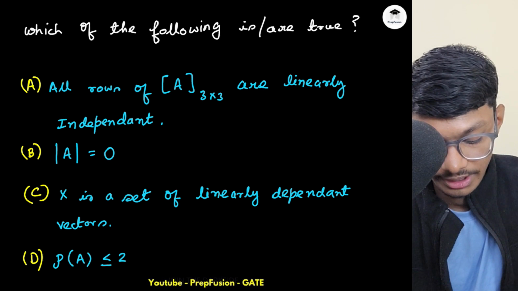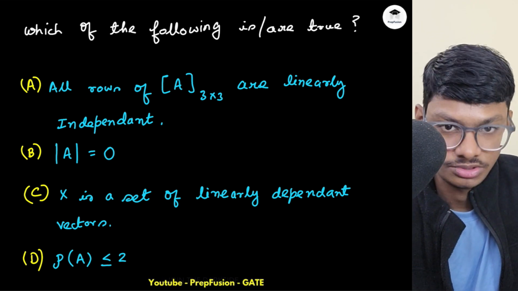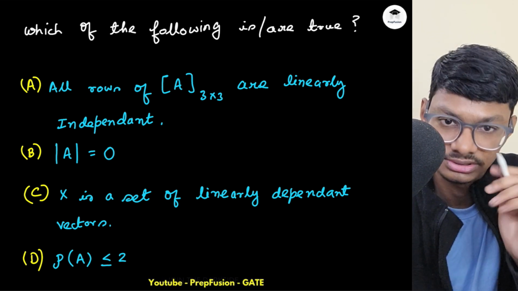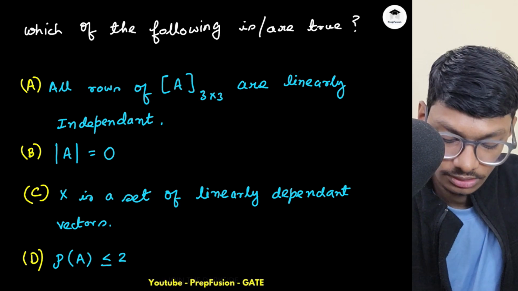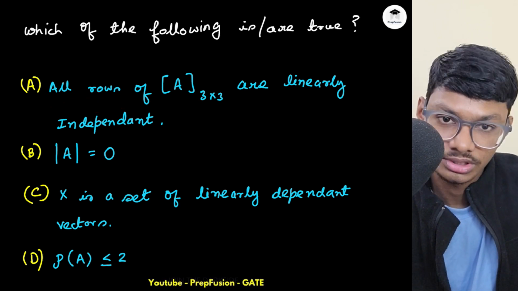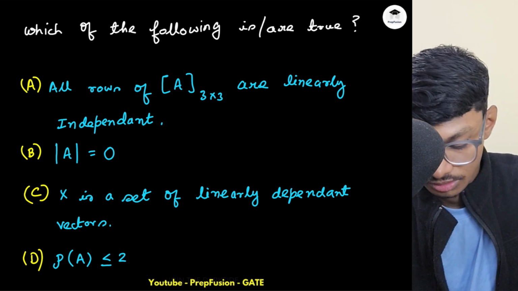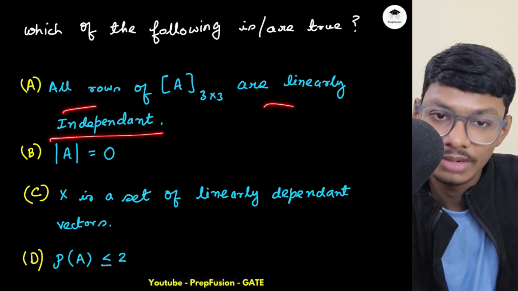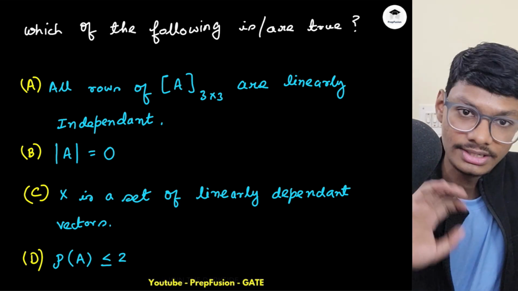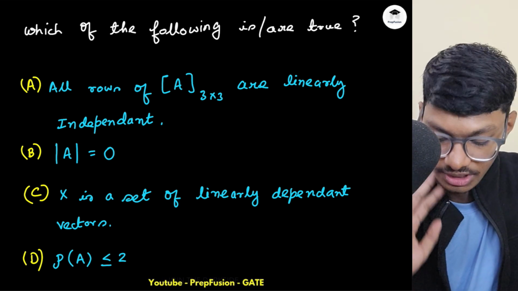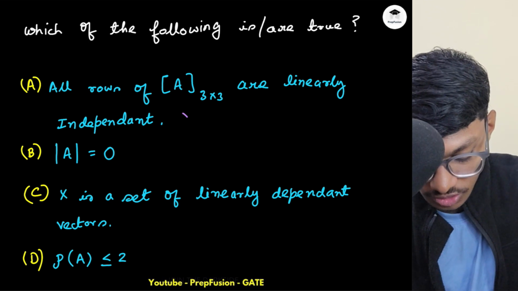Now, it is talking about the rows. There it was talking about the columns. It doesn't matter. For a 3 square matrix, it doesn't matter. Obviously, we know that the number of linearly dependent rows and the number of linearly dependent columns will be the same. Okay, so it is saying all rows are linearly independent, which is wrong. There is at least one row which is linearly dependent. So this option is gone.